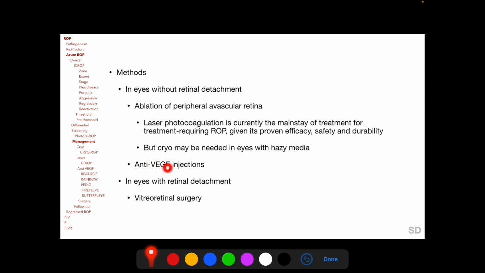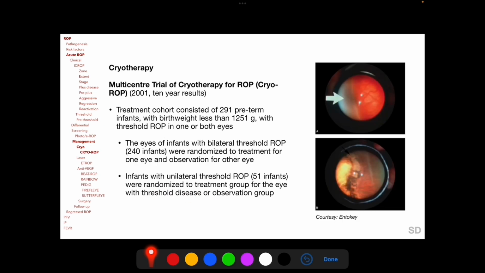Anti-VEGF injection is also a treatment option for ROP eyes requiring treatment but without retinal detachment, and in eyes with retinal detachment, vitreoretinal surgery is required. The multi-center trial of cryotherapy for ROP, or the CRYO-ROP study, was a landmark clinical trial in the management of ROP, and it published its 10-year results in 2001.